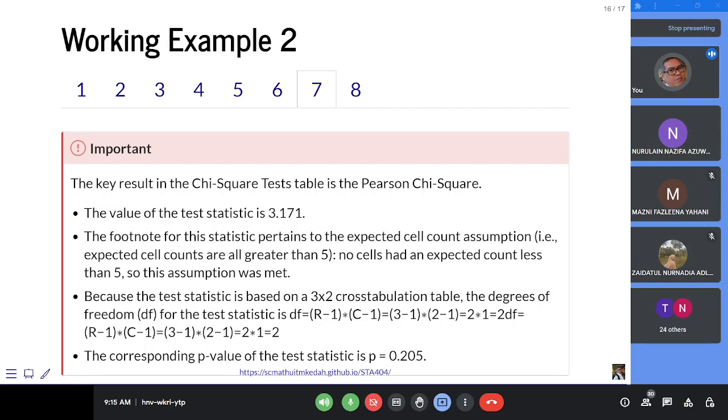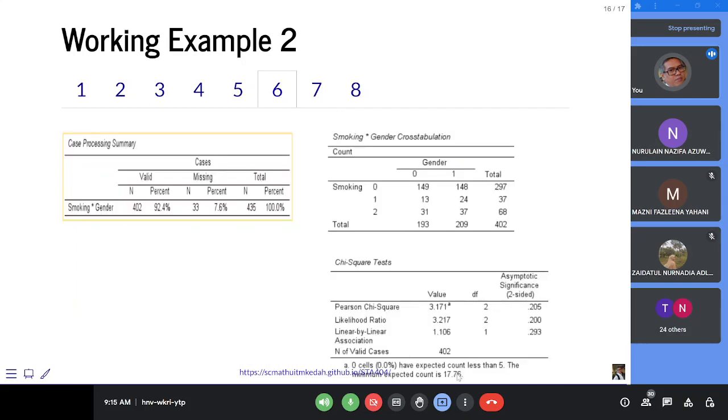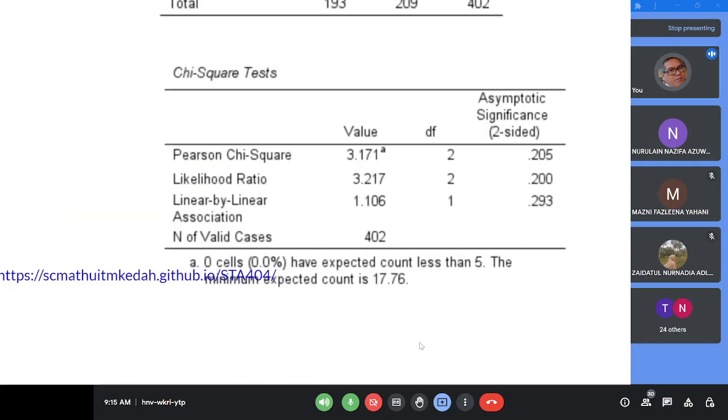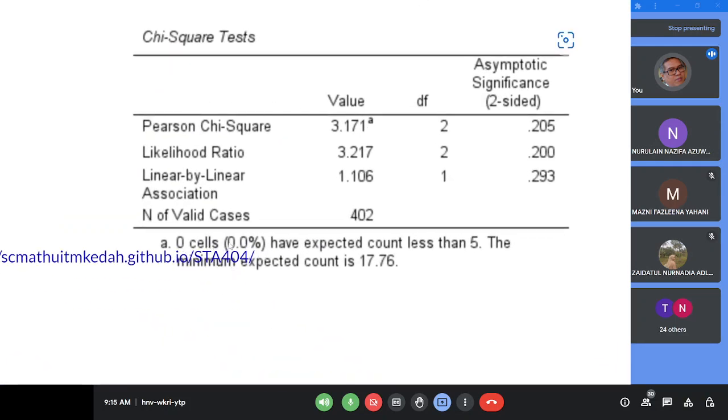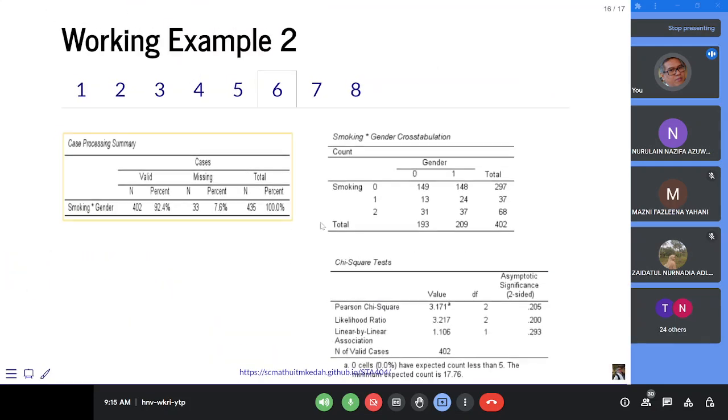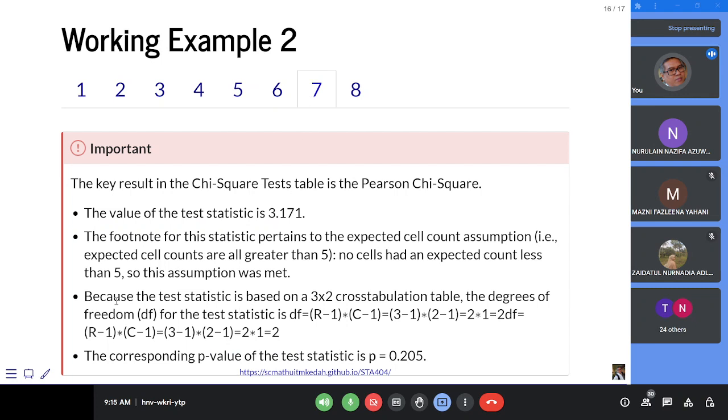So here there are no such cells. If you look again down here, it says 0 cells have expected count less than 5. So you do not violate the assumption. Okay. And then you have the degrees of freedom, which is redundant, I will remove that later. It is 2, and then the corresponding p-value is 0.0205 for two-sided.